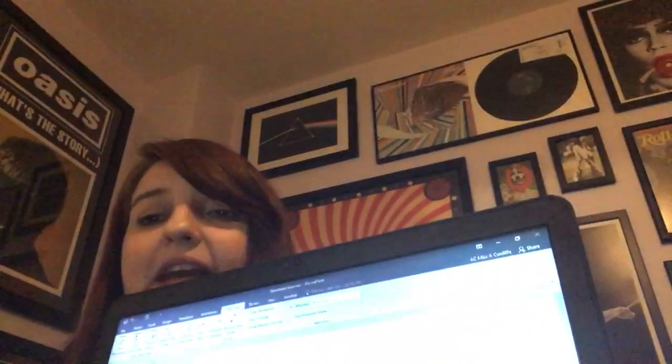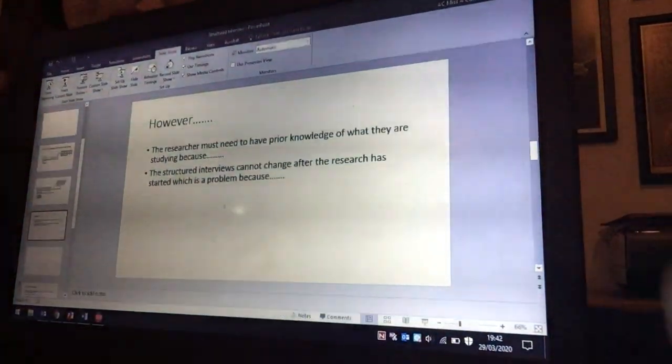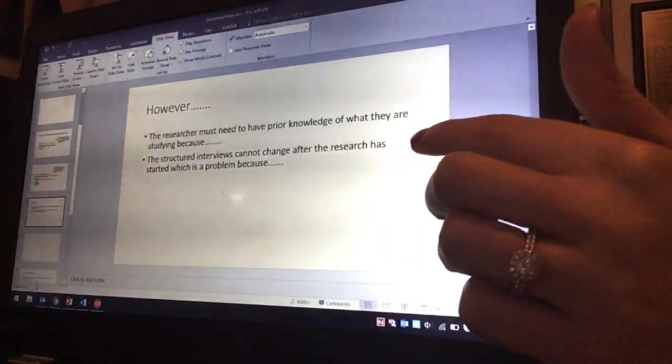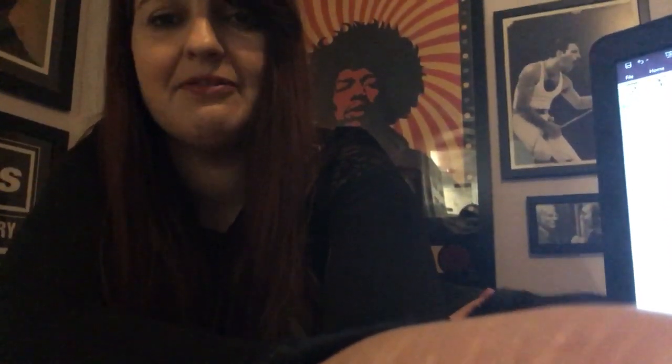However though, there's a couple of problems, and these are your evaluation points that you need to fill out. The researcher must have knowledge of what they're studying because, think about that person, before all the interviews go out, they've got to write all the questions. So whatever they're studying, they're going to have prior knowledge to know what questions are relevant and what aren't. So start off with that.